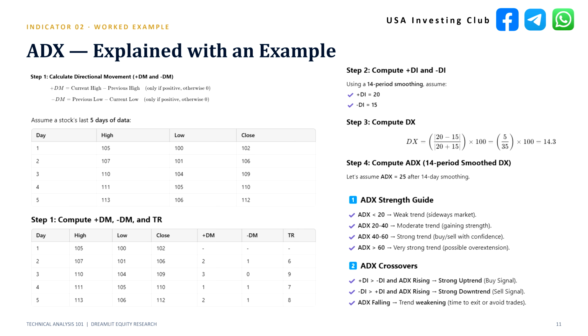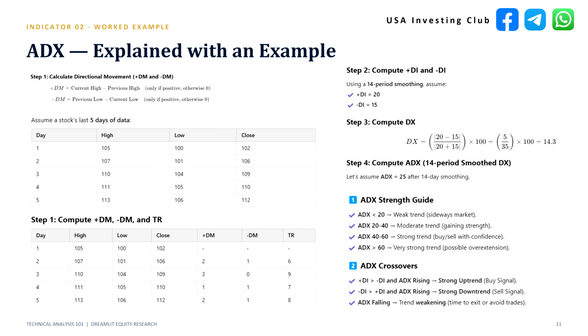A more granular strength guide refines the earlier scale. Below 20 is a weak, sideways market. 20 to 40 is a moderate trend gaining strength. 40 to 60 is a strong trend you can act on with confidence. And above 60 signals a very strong trend, potentially even an overextended one.